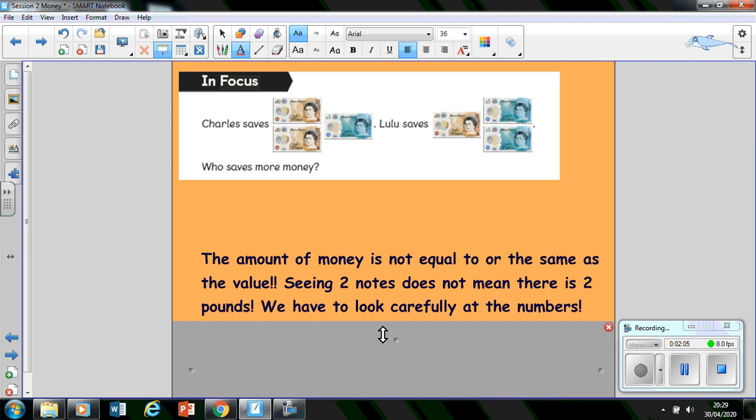Silly Mrs. Sweeney, getting it all muddled up. Thank you for clarifying, the Year 2s. I was losing the plot then. So now I know that the amount of money is not equal to or the same as the value. Because if I had 2 notes, that does not mean I've got £2, does it? So I have to carefully check the numbers on the note rather than just count up how many notes I've got. So thank you so much for double checking with me.